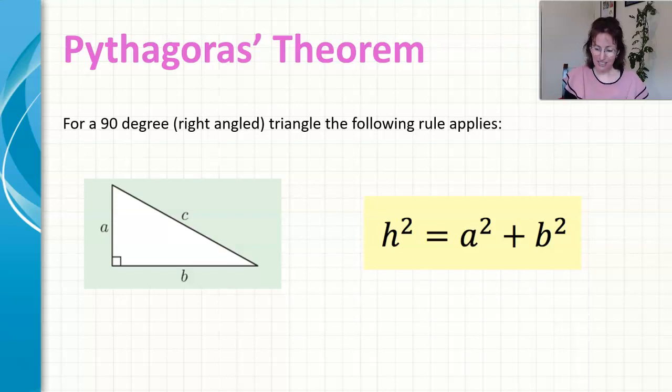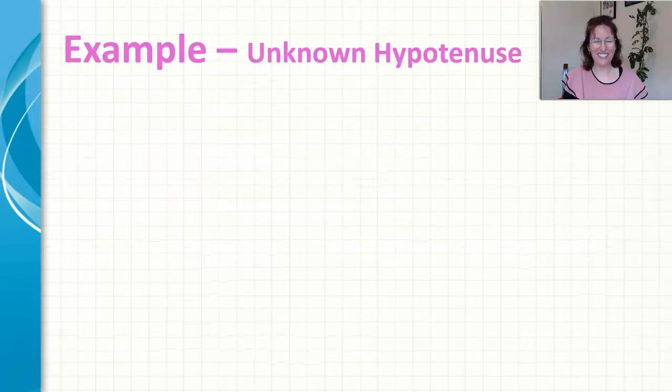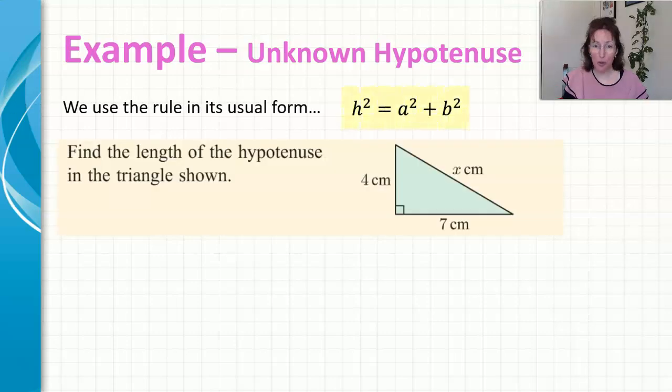You may be used to seeing it with h squared for the hypotenuse side, or with c squared, and the other sides are a squared plus b squared. So, working with an unknown hypotenuse to start with, we'll work with the rule in the usual form, where the h is on the left-hand side of the equation. And here's our example. We need to find the length of the hypotenuse x.